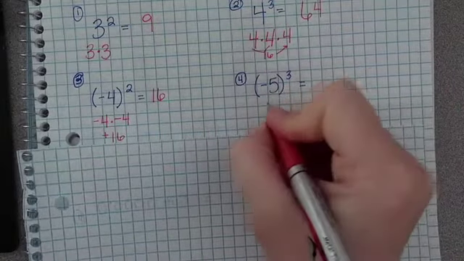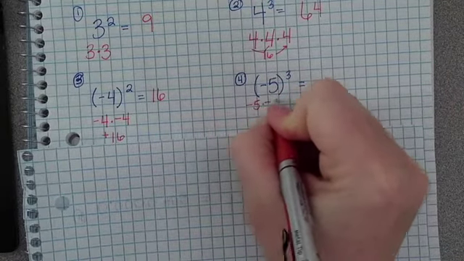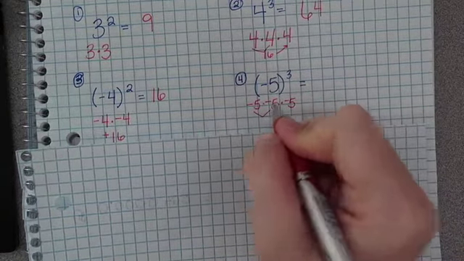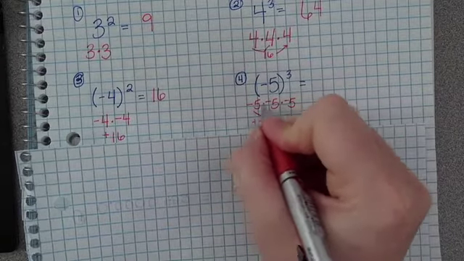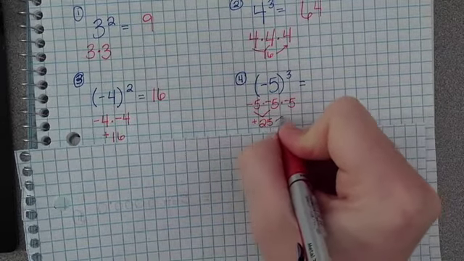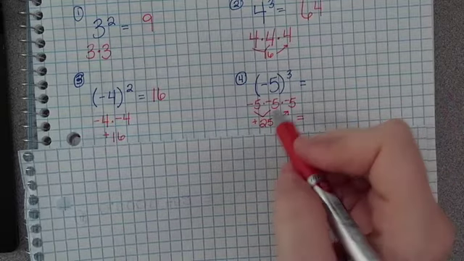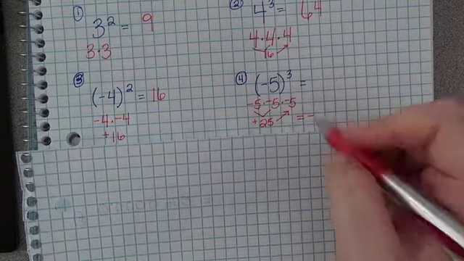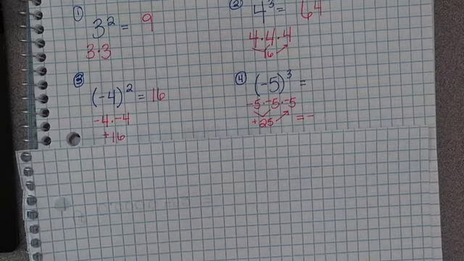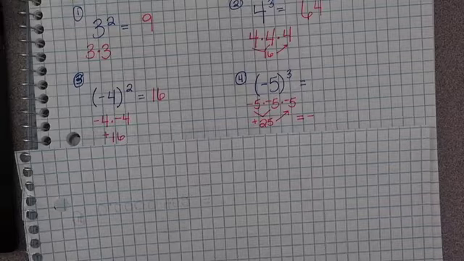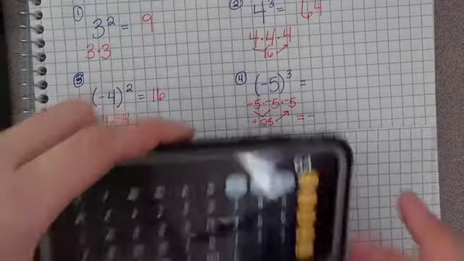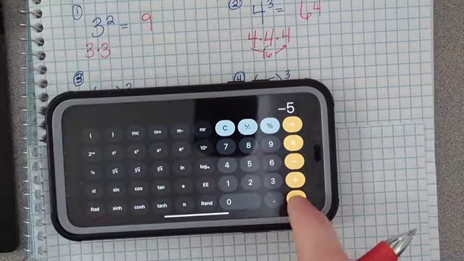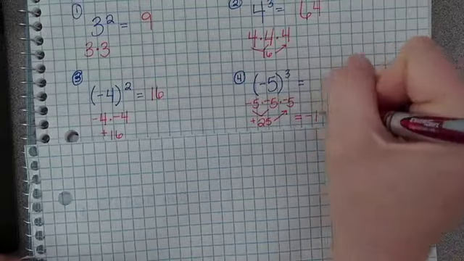Okay, let's do this one. It's -5 cubed, so -5 times -5 times -5. Let's multiply that out. A negative times a negative is a positive. 5 times 5 is 25. Now we have to multiply it again. So what's a positive times a negative? Well, that is a negative. 25 times 5. If you need to, use the calculator. So you would do 25 times -5 is -125.